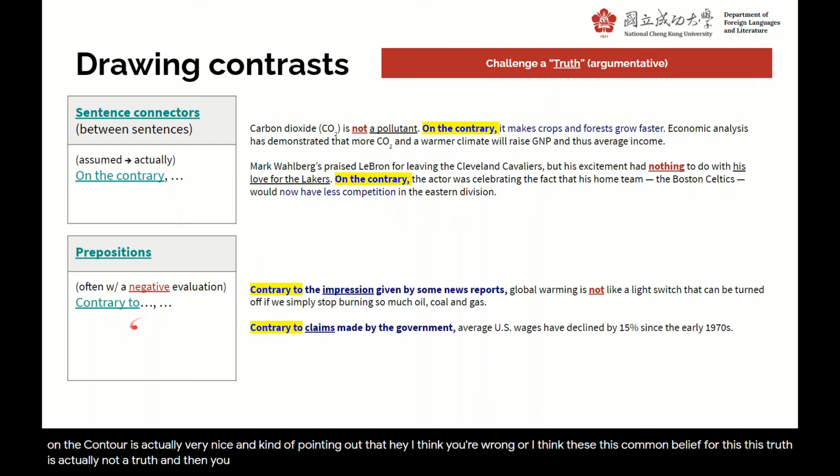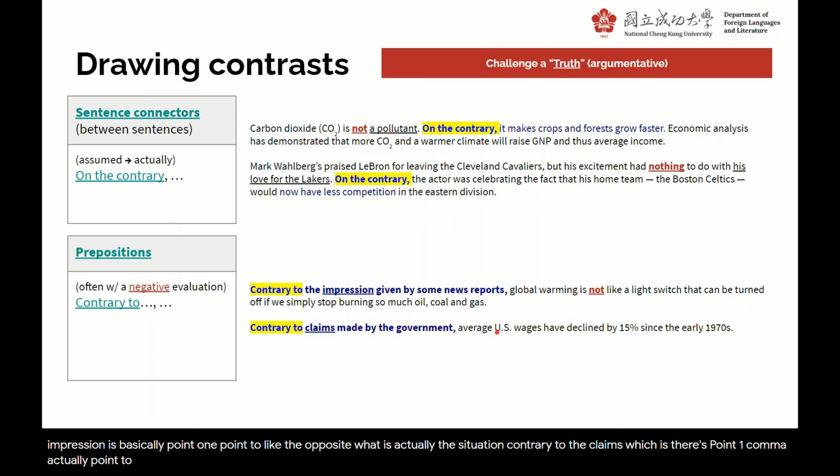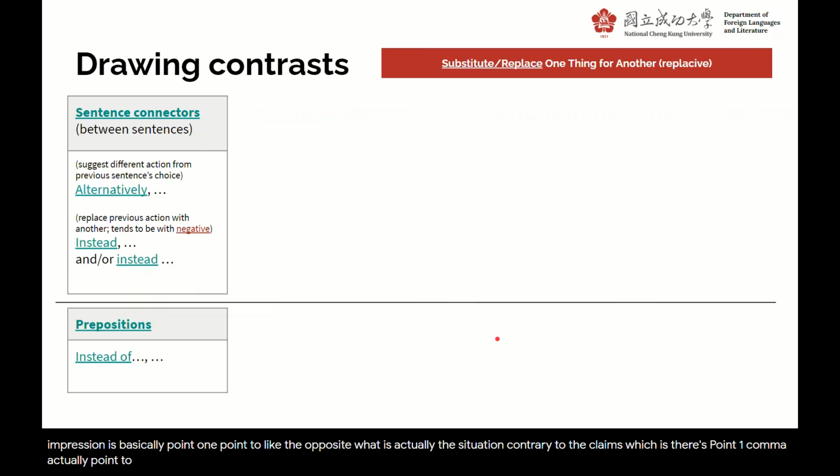And then you can similarly use "contrary to". "Contrary to" is often used with a negative evaluation. So "contrary to the impression" is basically point 1, then point 2 is the opposite, what is actually the situation. "Contrary to the claims", which is point 1, comma, actually point 2.